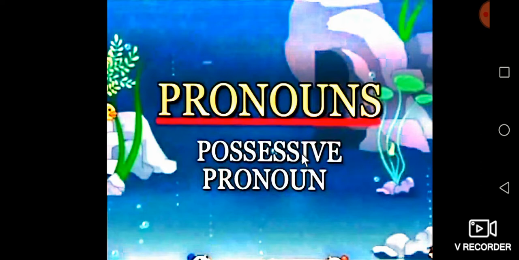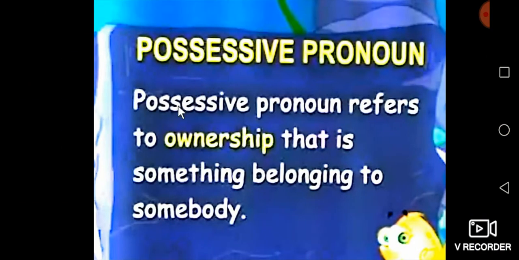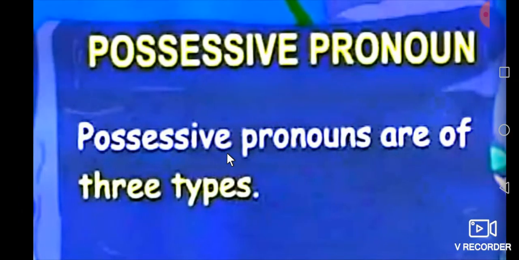Listen, we go to the next type of pronoun, the possessive pronoun. Listen carefully, students. Possessive pronouns refer to ownership. Clear? That is something belonging to somebody. Mainly you understand. Possessive pronouns refer to ownership. Did you understand? Take some examples.